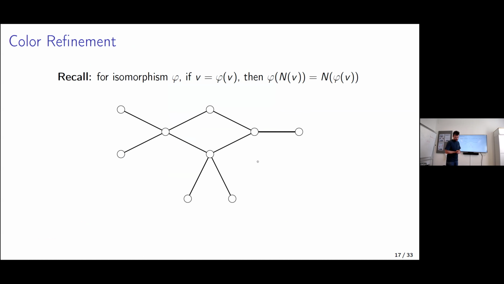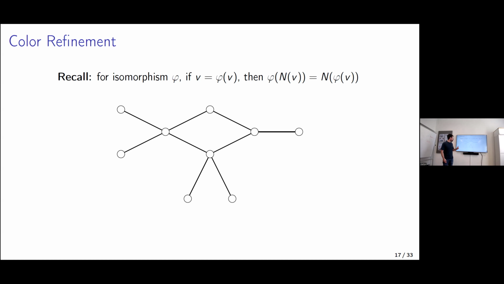In order to do that, I have to start talking about how these algorithms even work. What do they even do? On a basic level, they first do what's known as color refinement. What's the idea of this algorithm? If you look at the definition of graph isomorphism, you can really easily see that if two vertices get mapped onto each other, then their neighborhoods must also get mapped onto each other, just because graph isomorphisms have to preserve the edges, so they must preserve the neighborhood of each vertex.